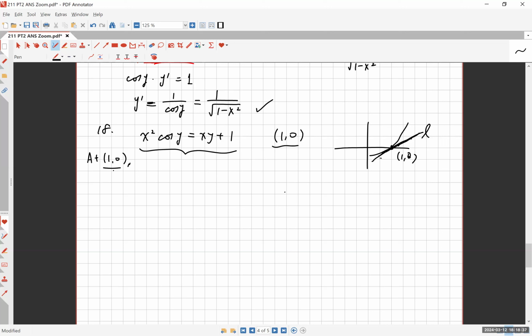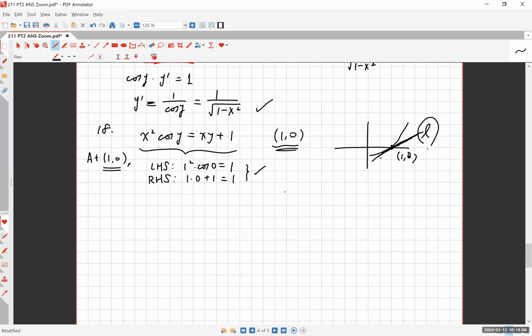So I plug in (1, 0): x is 1, y is 0 in this equation. The left-hand side is 1 squared times cosine of 0, which is, of course, 1. It's 1 times 1 is 1. The right-hand side is xy plus 1. That's 1 times 0 plus 1, of course, 1. What do you know? They are equal to each other, which means this is indeed on this curve, even though we don't know what the curve looks like. All right.